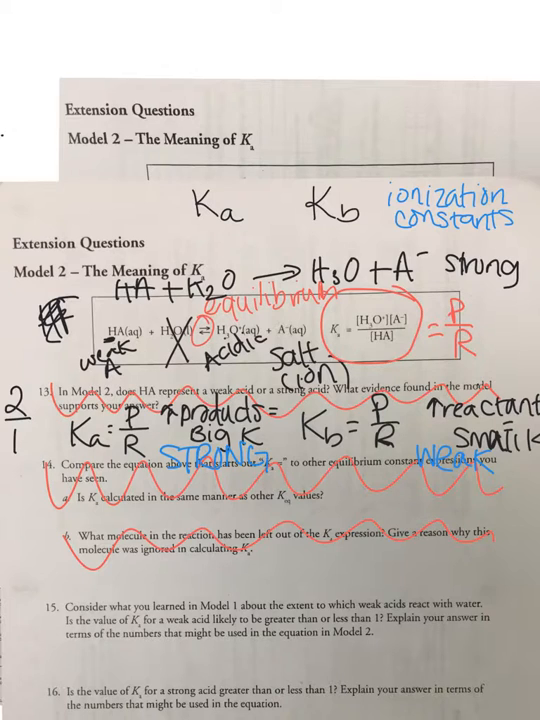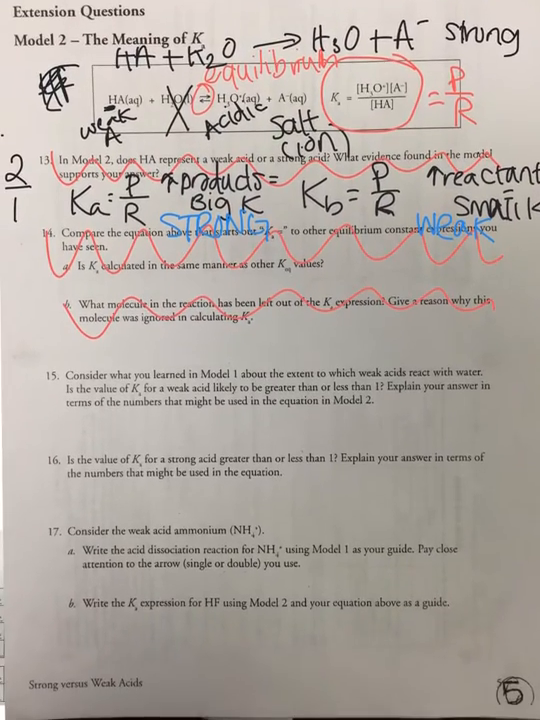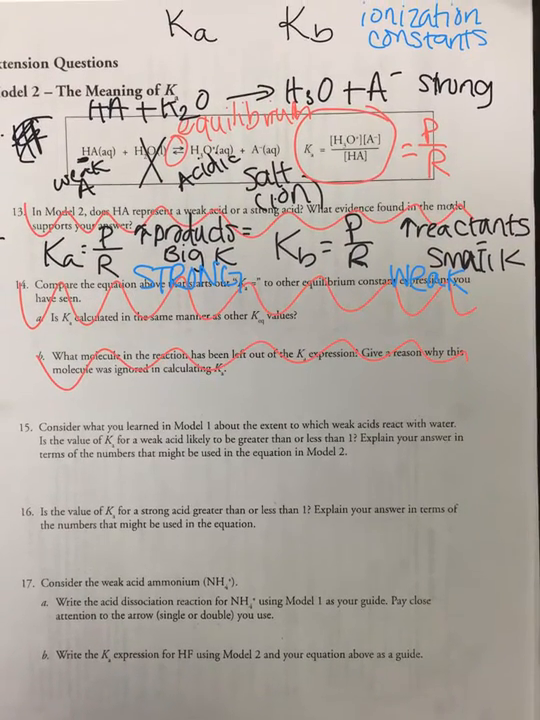All right. So that's the big idea that you guys need to know. So real quick, I want you to look down at 15 and 16, and I want you to try and answer those. Okay? Try and answer 15 and 16. Will it be greater than or less than 1? Will it be greater than or less than 1? For a weak acid versus a strong acid. Okay? Answer it on your own.